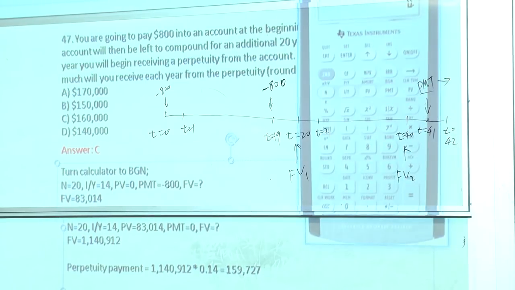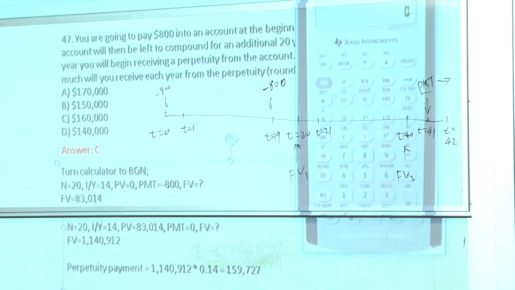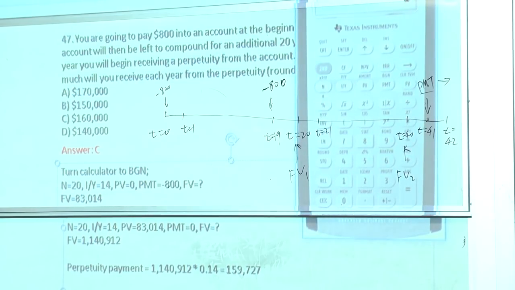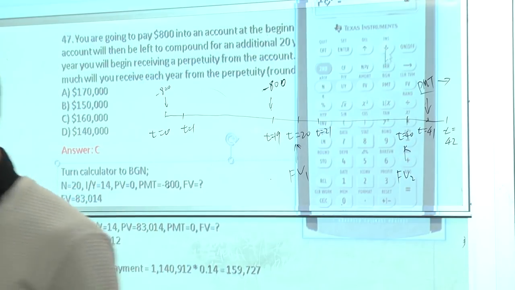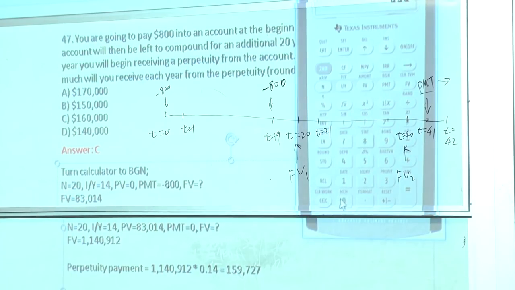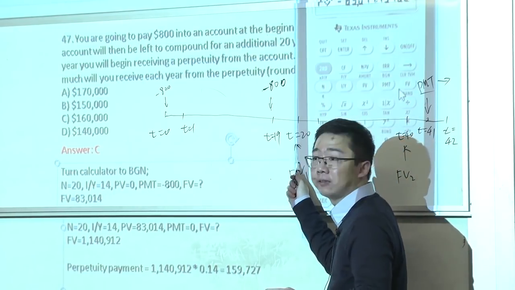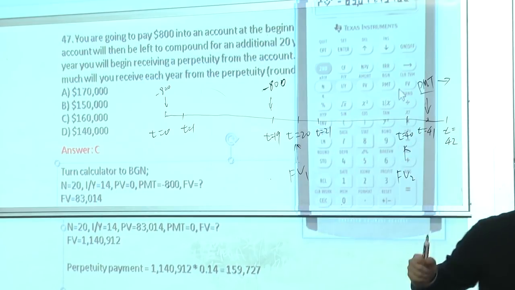Then let's come back to the calculator. Okay. So we just said it's beginning. So that's 20 years. It's 14%. 0 present value, initial investment, right? There's no initial investment, but $800 negative PMT, and calculate for the future value. Okay, that is the FV at the end of the 20th year. Any questions on this?